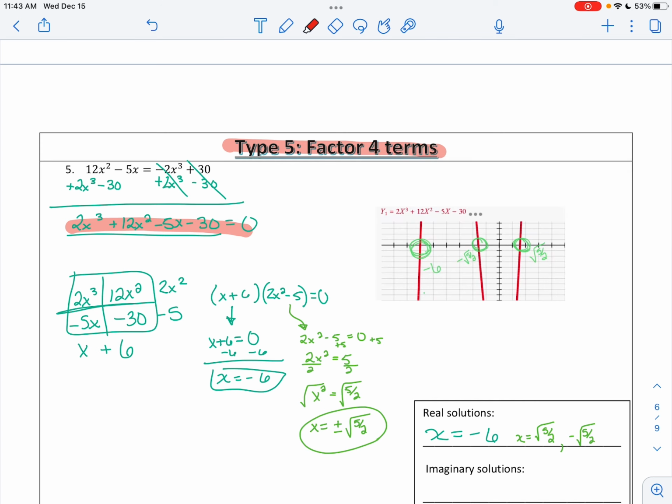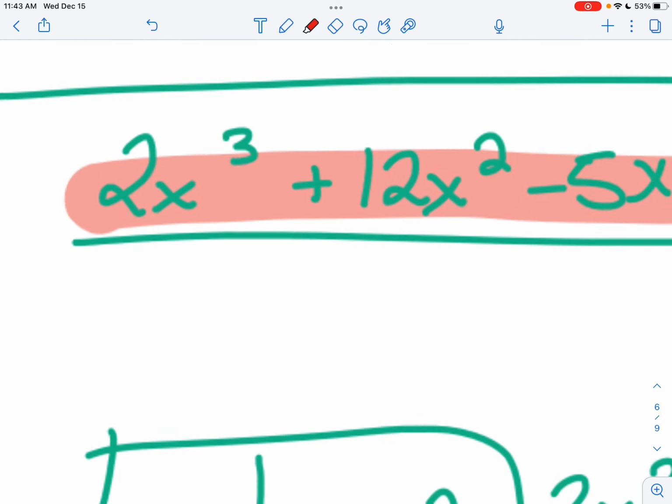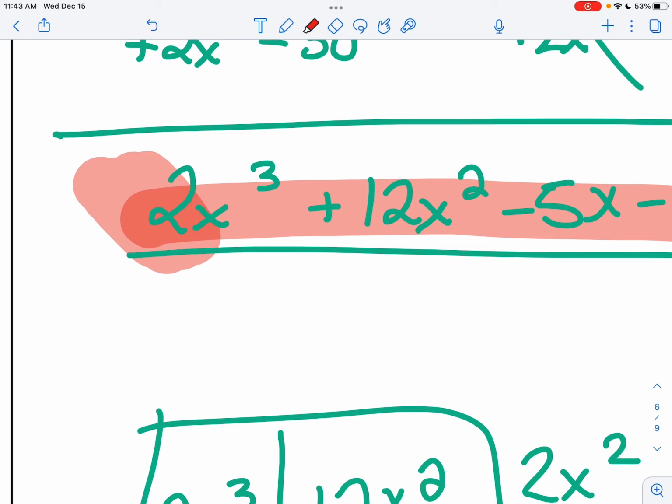So how did I know at the very get-go that I was going to have 3 solutions? Because the leading term's exponent is 3. That is correct. There it is, folks, right there. That 3 right there is why.